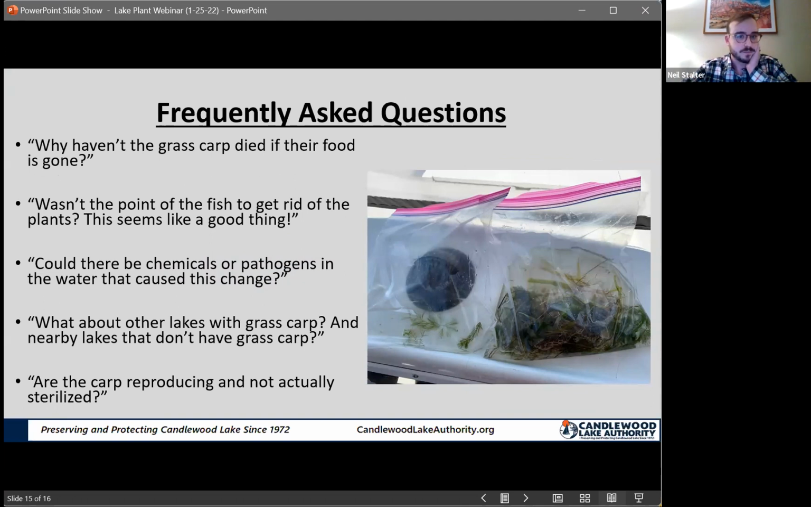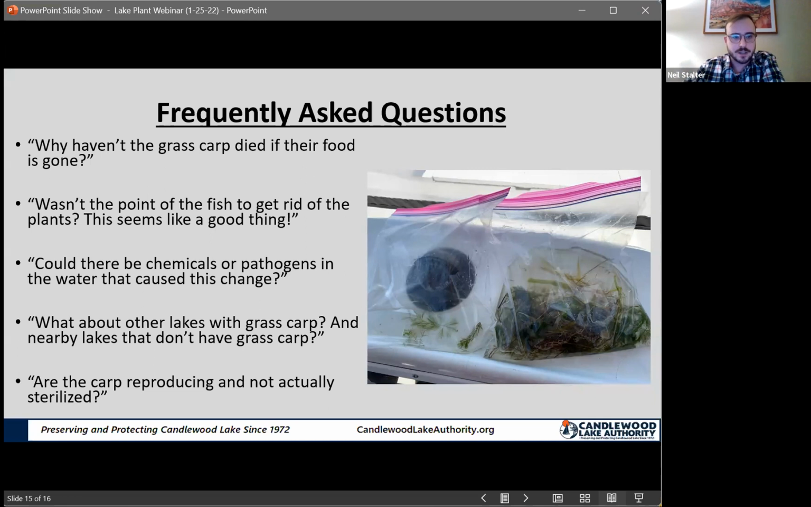And the first and maybe most obvious is, why haven't all the grass carp just died if their food is gone, right? They're eating the plants, and if there are no plants, why aren't a bunch of grass carp floating on the top of the lake? And that's a great question. That seems like what would happen, but the answer is actually two parts.